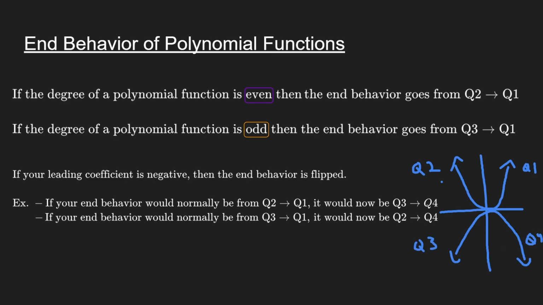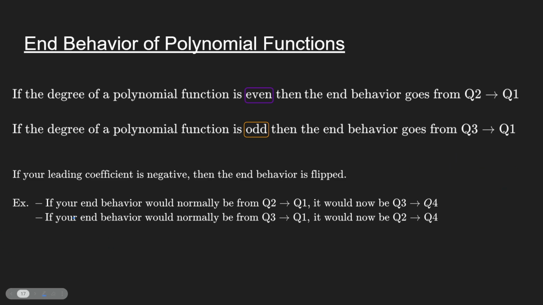And that would be for, so let's clear this out. Now, if your end behavior would normally be from quadrant 3 to quadrant 1, it would now be quadrant 2 to quadrant 4.